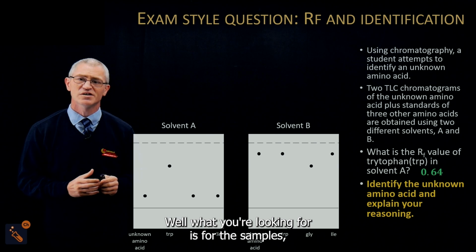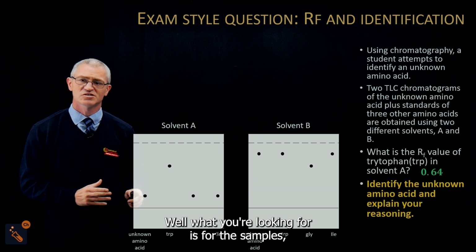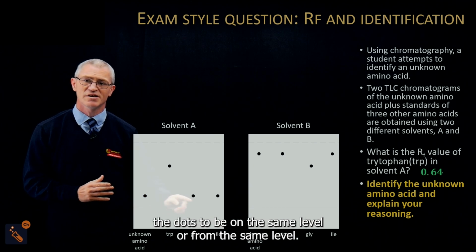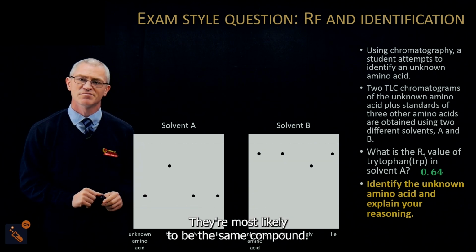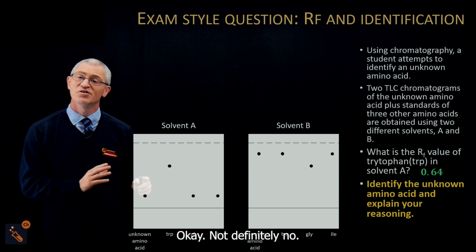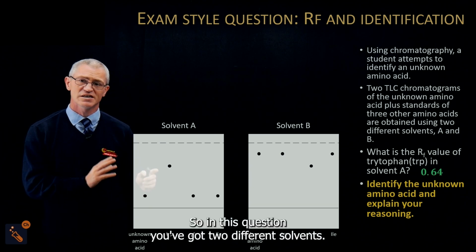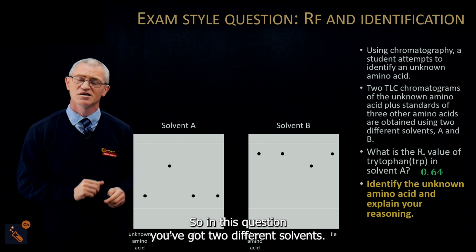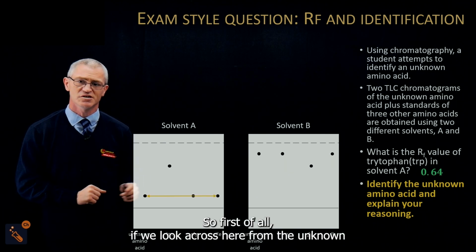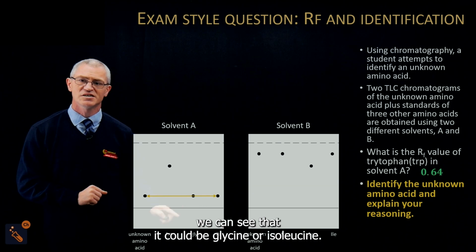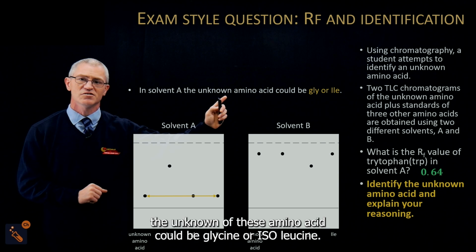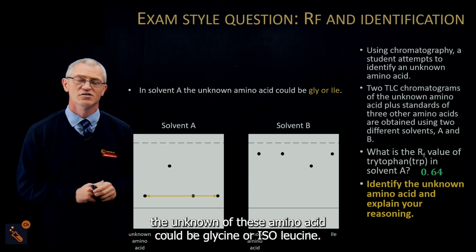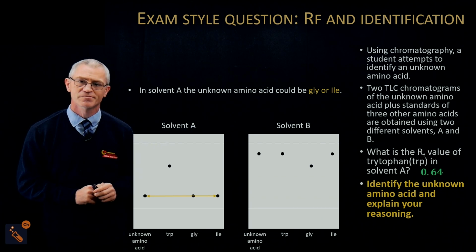Well, what you're looking for is for the samples, the dots, to be on the same level. So if they're on the same level, they're most likely to be the same compound, but not definitely. So in this question, you've got two different solvents, so you're going to have to do two different comparisons. First of all, if we look across here from the unknown, we can see that it could be glycine or isoleucine.